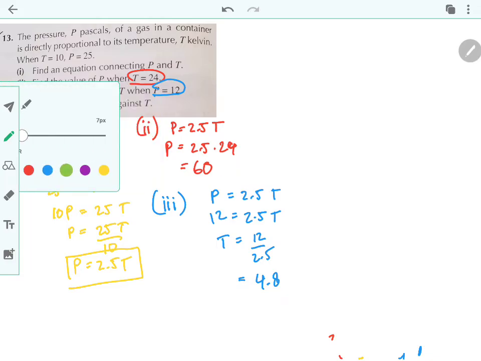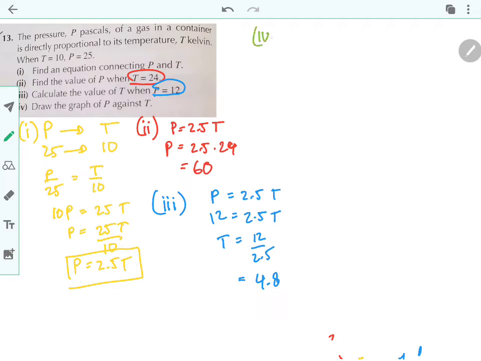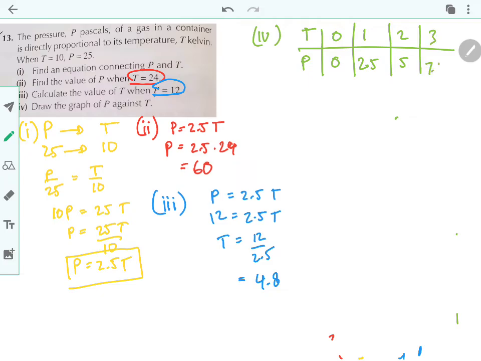For the last one, draw the graph of p against t. So t over p here. Okay, so when t equals 0, p must also equal 0. When t is equal to 1, because p is 2.5 times t, then p must be equal to 2.5. So when t is 2, p is 5, and when t is 3, p is 7.5.